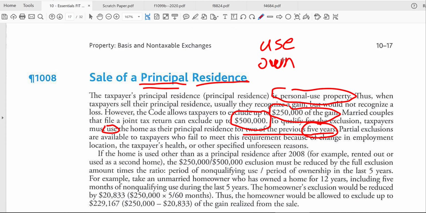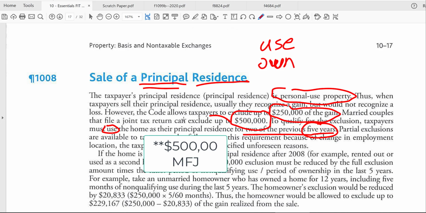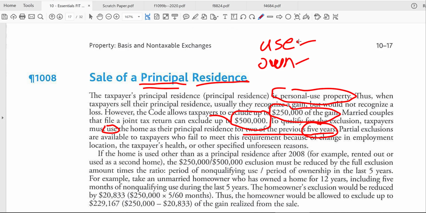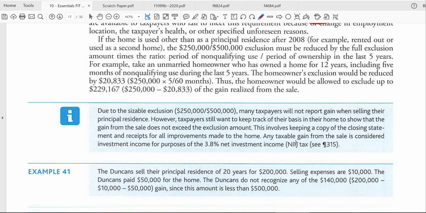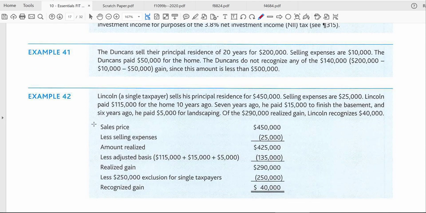For a married couple to get this $250,000, only one of them has to be owning, but both have to be using it to qualify. So let's take a look at an example here. Here we have Lincoln, unmarried, yeah? So the maximum amount that he can exclude would be $250,000.